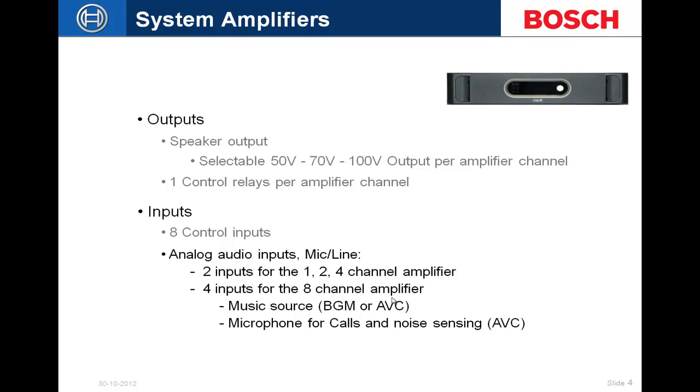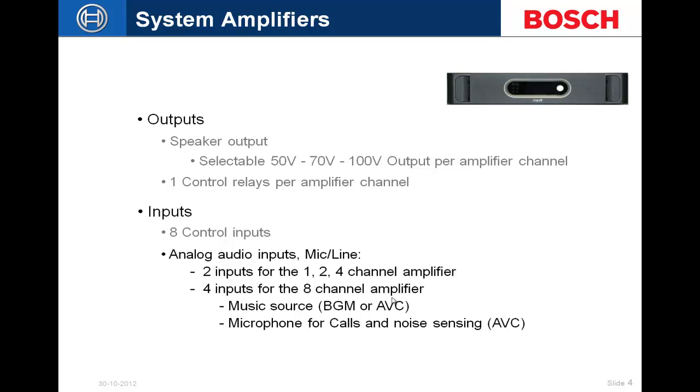2 analog inputs. Those analog inputs actually end up on the system bus, meaning that any input I put into the system can be used globally within the system. Those 2 inputs can also be used as an AVC input, or automatic volume adjustment input. If I'm using AVC and I route my AVC microphone into my amplifier, all the processing for the AVC actually happens within the amplifier itself.